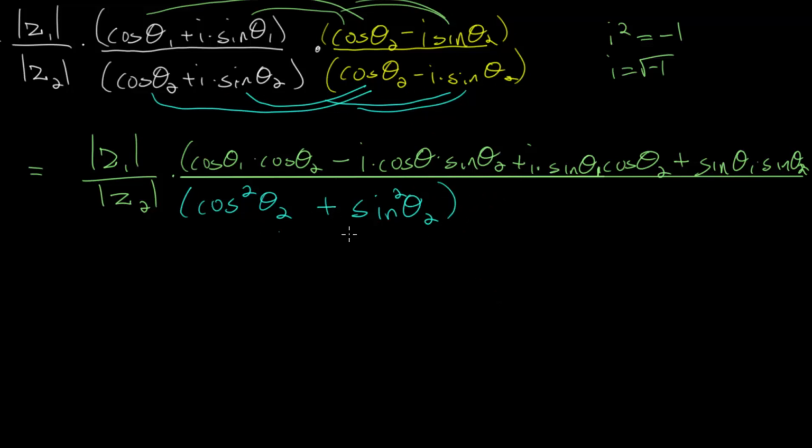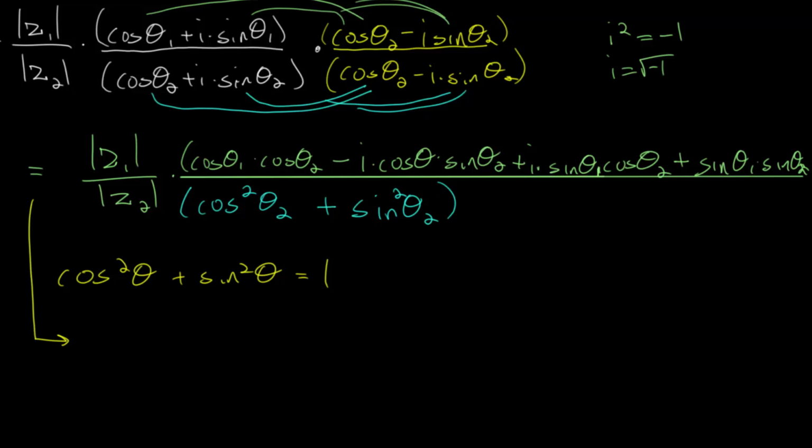And you might notice in the bottom that this is a very familiar trig identity. In fact, when we have the cosine squared of some angle plus the sine squared of some angle, this is always equal to 1. This is the simplest of the Pythagorean identities. So this denominator will just be 1.